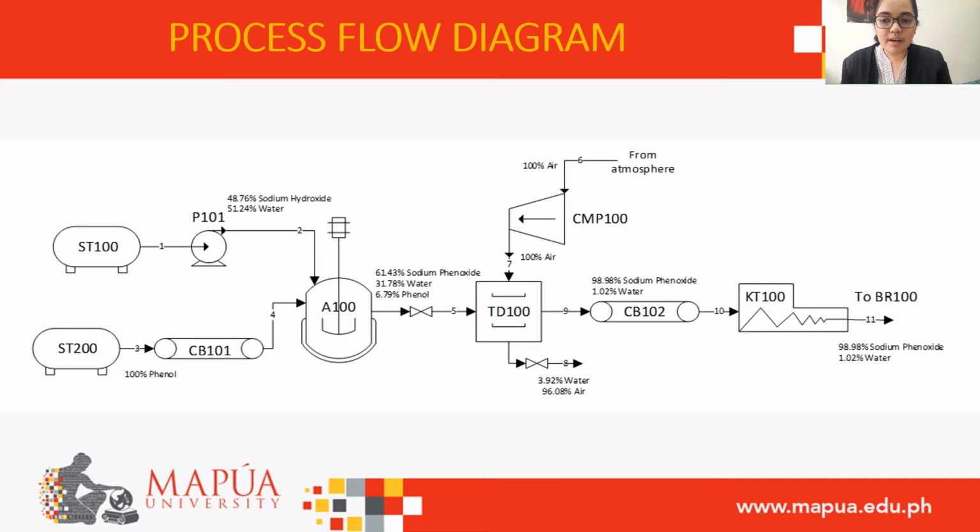In detail, the process starts when solid phenol and 50% sodium hydroxide solution are separately fed into an agitated batch reactor operating at a temperature of 120 degrees Celsius and a pressure of 101 kilopascals. The resulting sodium phenoxide is passed through a dryer before it is sent to the kneading tank, where it is granulated to 1 mm diameter particles.